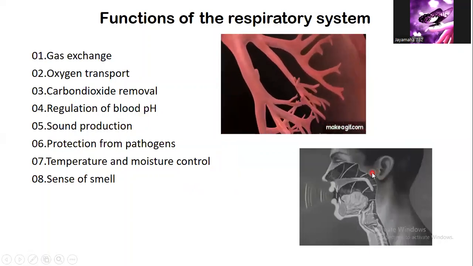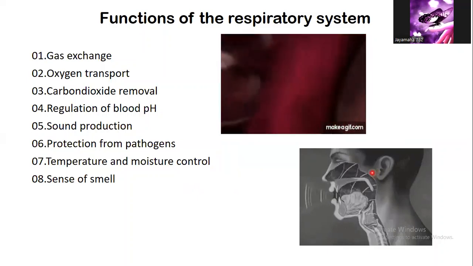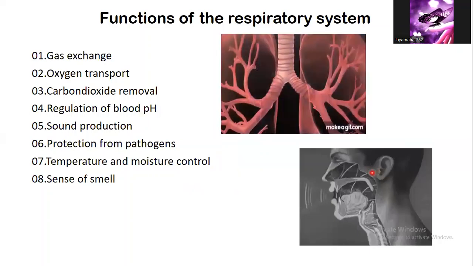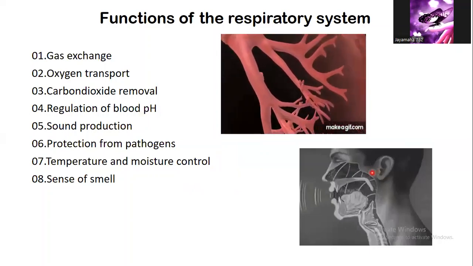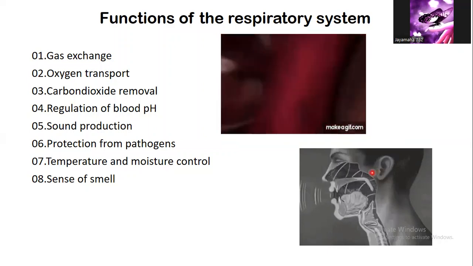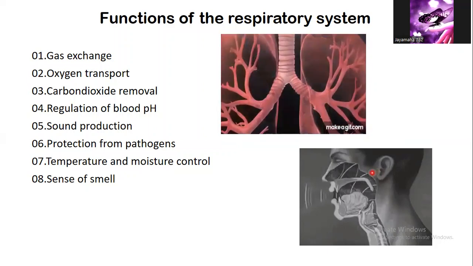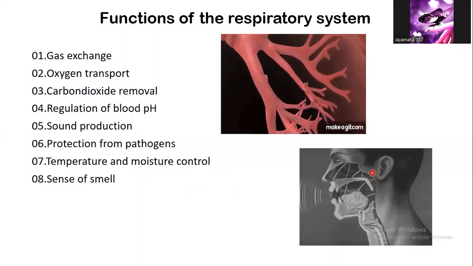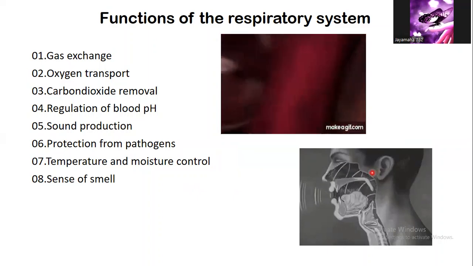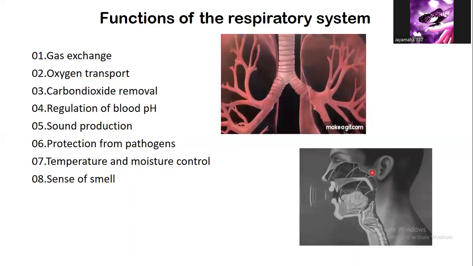Now let's go for the functions of the respiratory system. There are numerous functions that occur in the respiratory system. The first one is the gaseous exchange. So the primary function is to supply oxygen to the blood and remove carbon dioxide through the lungs. The second one is oxygen transport. The respiratory system ensures oxygen is delivered to the body cells for energy production.